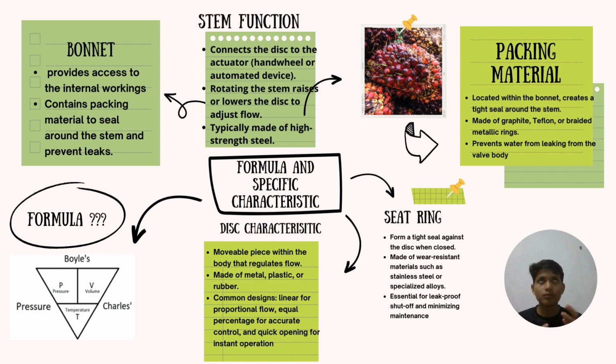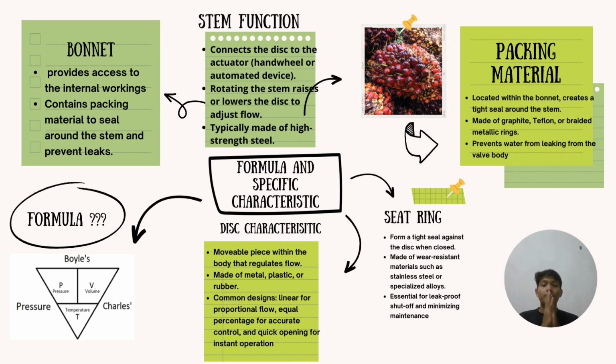But the specific formula for the globe valve, we cannot determine it. For the specific characteristics, the globe valve has many, but I will take the several main parts for the globe valve. So we have a bonnet, we have a stem function, we have a packing material, we have a seat ring. We have these characteristics.